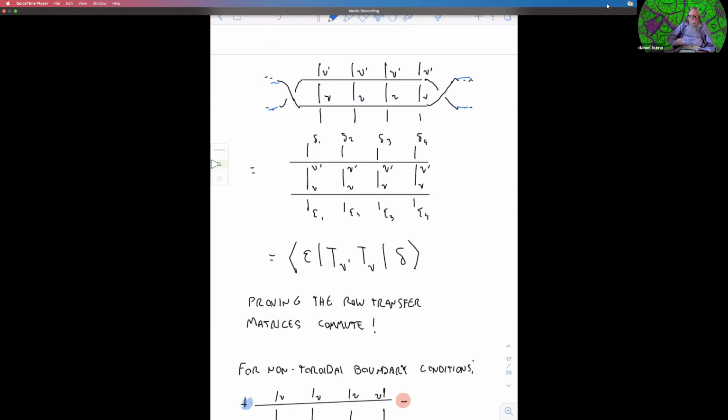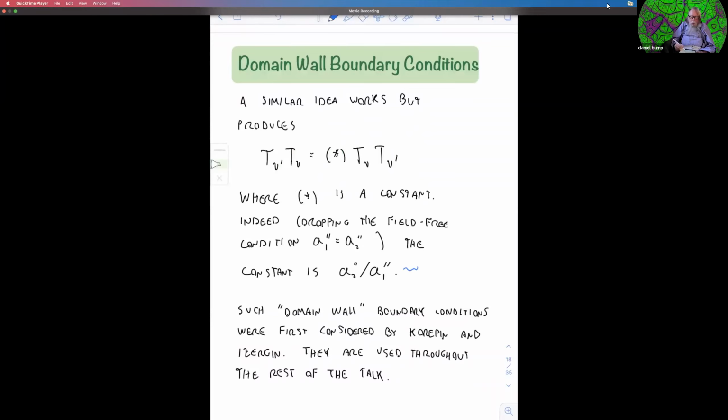Now, for non-toroidal boundary conditions, I want to be able to do something similar. So I'm going to put plus signs on the left edge and minus signs on the right edge. And then what you have is that the row transfer matrices don't commute, but they commute with the scalar. And the scalar, you can compute it very easily, is equal to this value. These are the A prime and the A double prime for the R matrix.